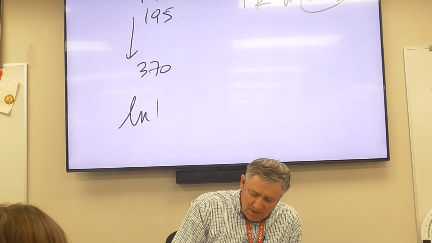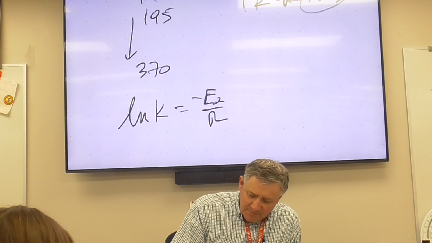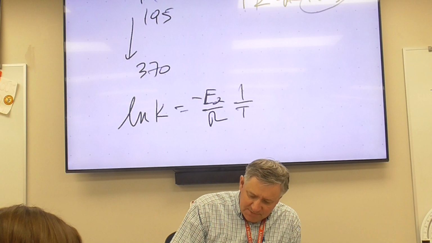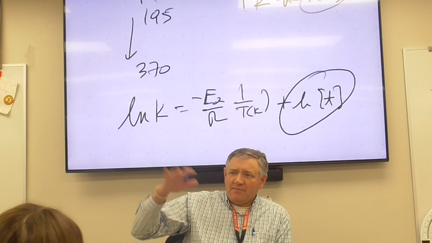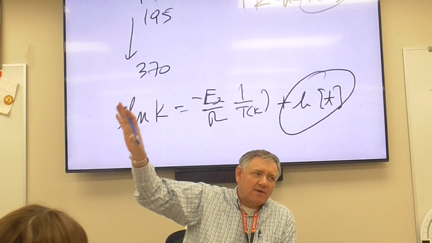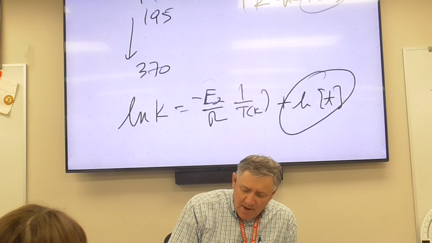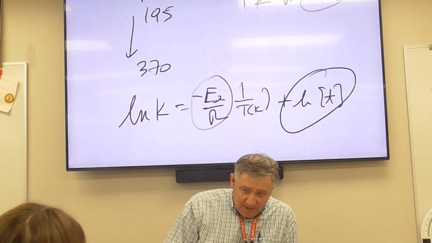The natural log of k is going to equal negative E sub A over R times 1 over temperature in Kelvin, plus the natural log of A. For now, don't worry about that. That's just your y-intercept on the graph, okay? Don't worry about that part of it. What you're after is the activation energy. That's what you're trying to find.